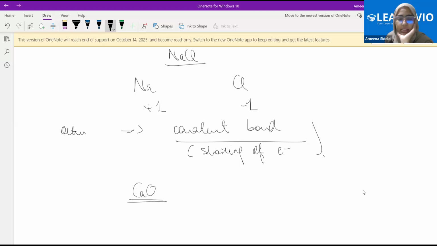Quickly tell me what are the ions here? Calcium ion and the oxide ion. Very good. What are the elements here? Calcium and oxygen.